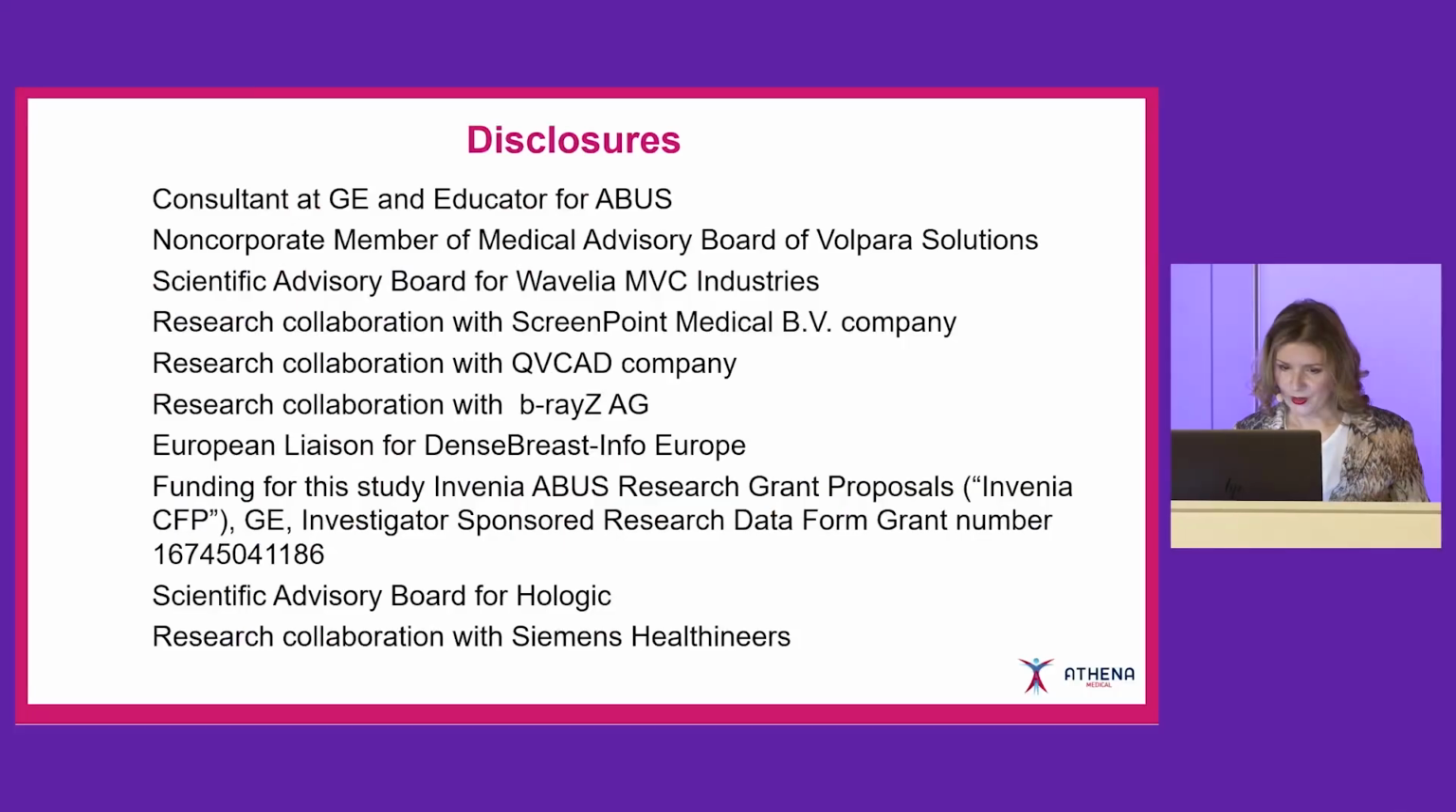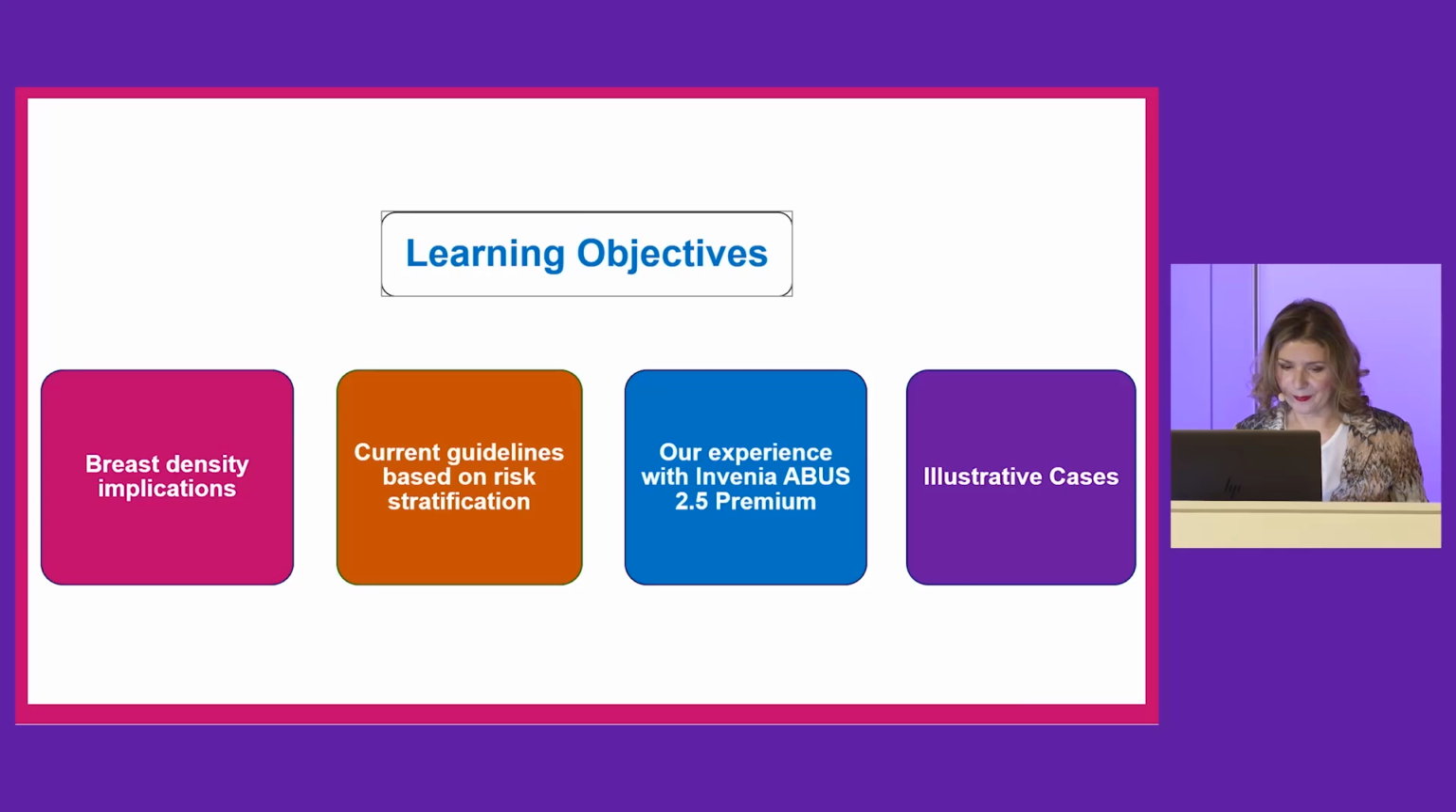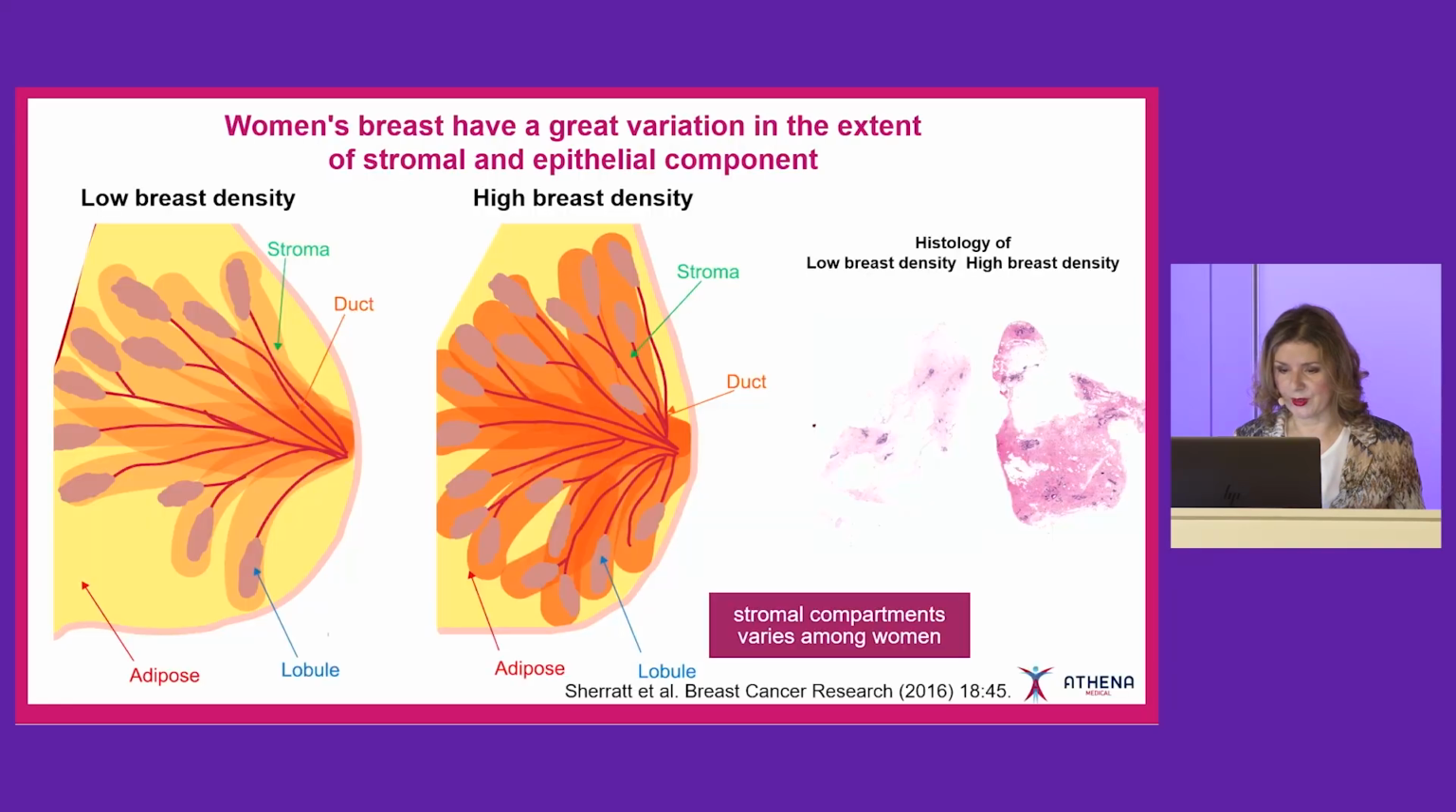Today's talk is on enhancing accuracy and efficiency and the power of new innovation in automated breast ultrasound. So we'll start with the breast density implications. Then we'll talk about the current guidelines based on risk stratification. What is our experience so far with Invinia, ABUS, the premium, the newest technique that we have, and also we'll present to you some illustrative cases.